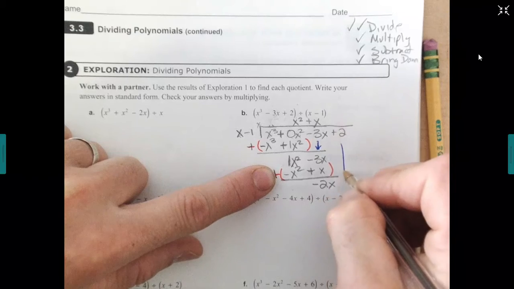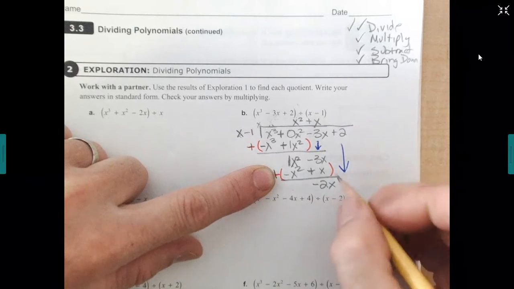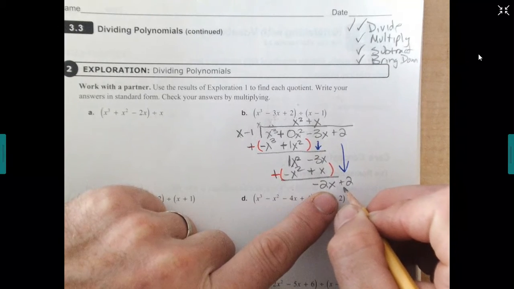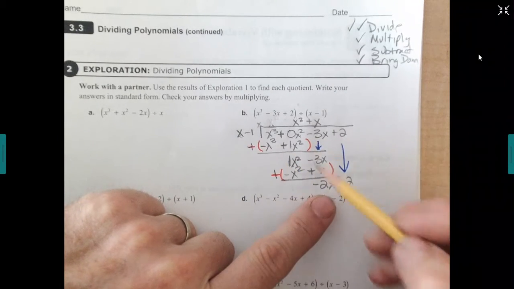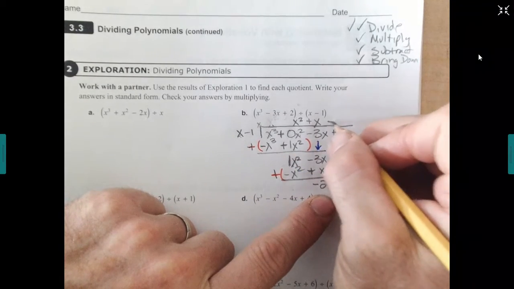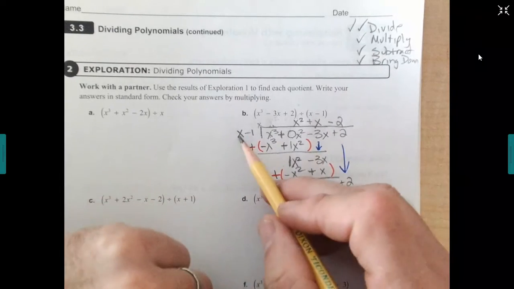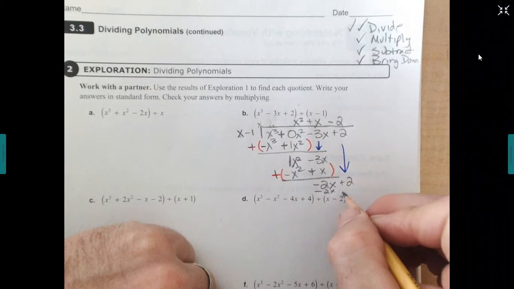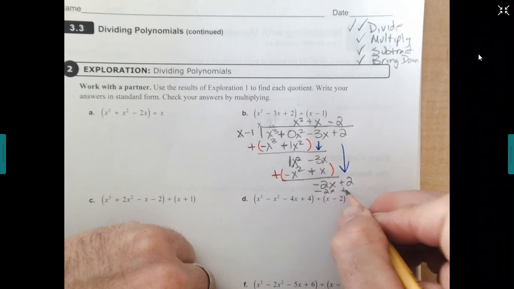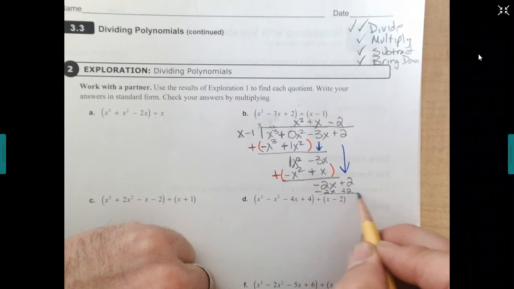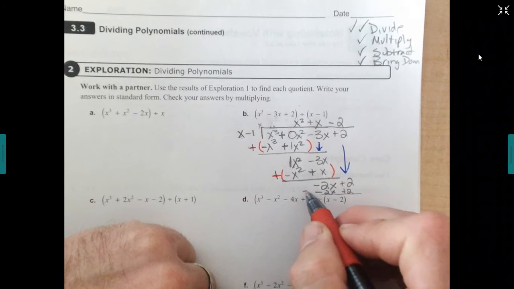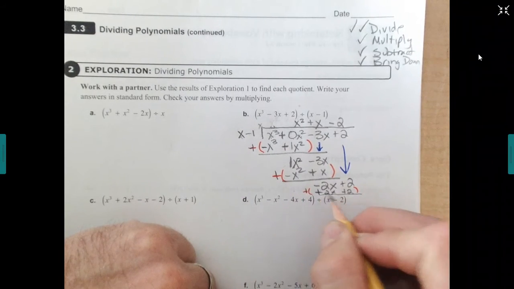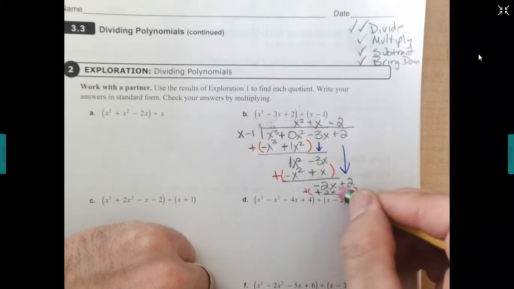The next step is bring down. And so I have -2x plus 2. Now, how many x's go into -2x? Well, -2. -2 times x is -2x. -2 times -1 is +2. And I subtract the whole thing, which means I add the opposite. So that becomes a negative.